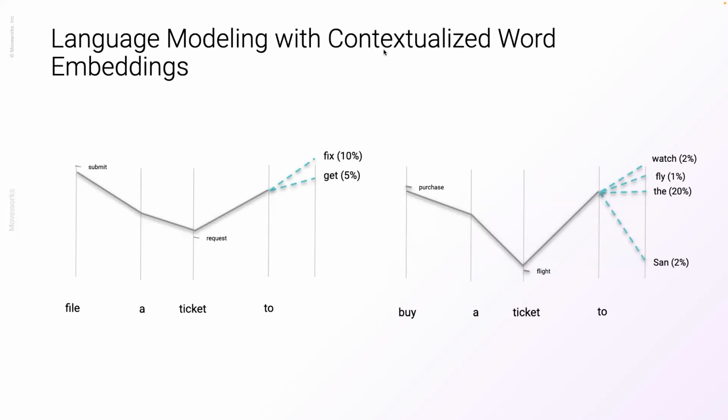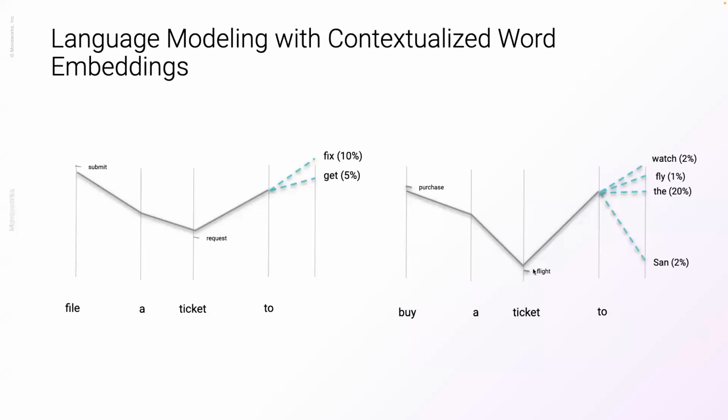Now, as we're talking about contextualizing them, if you say file a ticket to, then it'll start predicting fix and get, because ticket will be pretty close to, for example, request. But if I instead say buy a ticket to, we can see here it's representing ticket as being close to flight instead of request, because you don't purchase requests, you're more likely to be purchasing a flight or purchasing a pass or something like that.